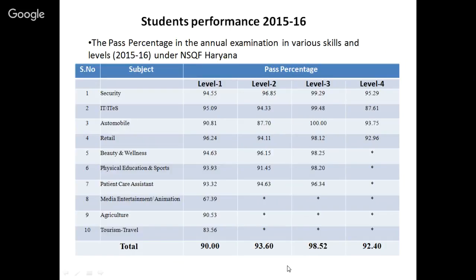Anyhow, this is the pass percentage of the students who had taken the exams. You can see from the screen that in security the pass percentage is 94.95%, then 96%, and in level 3 99.29%, and in level 4 95.29%. And the average pass percentage in level 1, for all these skills put together, is 90%, 93%, 98%, 92%. Now, from this, it's evident the interest which our students have shown.